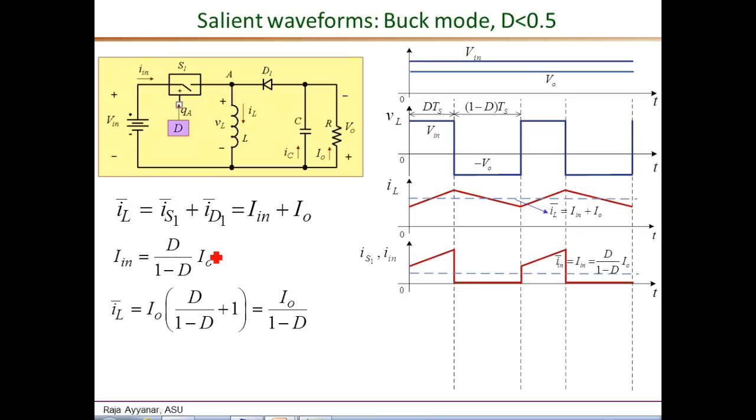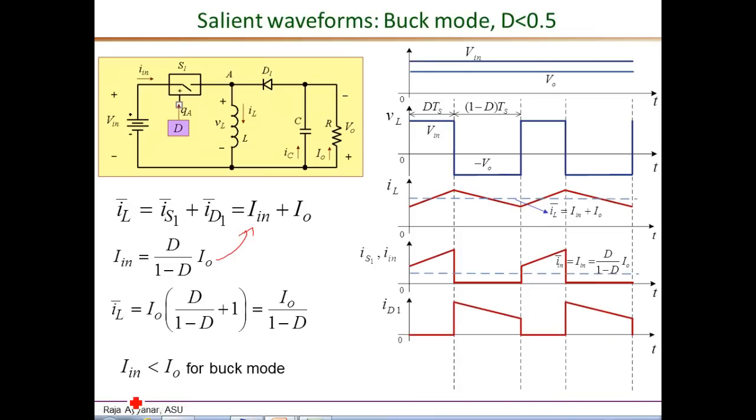And we can also use this power balance expression for IN to get another expression for IL. So essentially IL bar is IN plus IO. Substitute IN equals this value in this expression. We can see that IL bar is also IO over 1 minus d. And in a buck boost converter corresponding to the buck mode of operation with d less than 0.5, the input current is less than the load current IO.